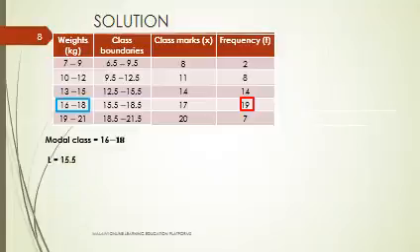Now to calculate L, you just go to your model class, which is 16 to 18. Then you find the lower boundary of that interval. We have 16 as the lower limit, so its lower boundary is 16 minus 0.5, which is 15.5. So L is equal to 15.5.